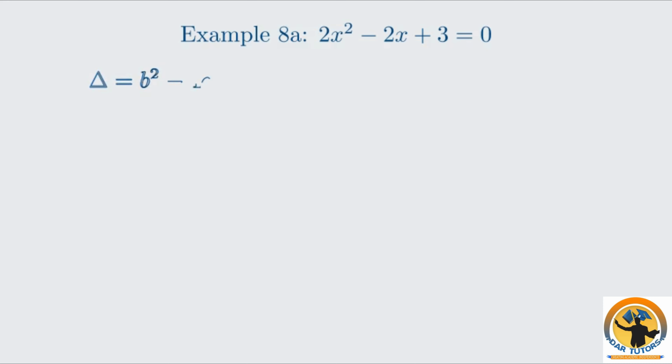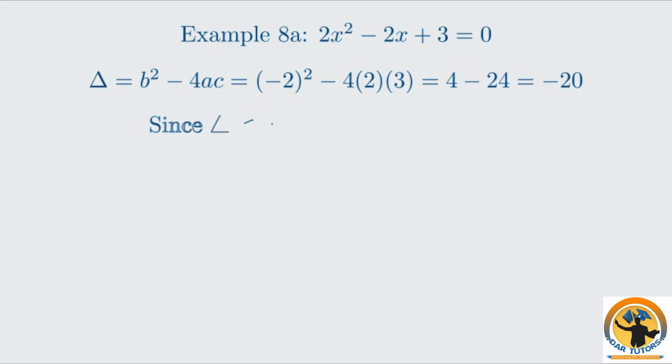Let's use the discriminant to determine the nature of the roots for a couple of examples. First, consider the equation 2x squared minus 2x plus 3 equals 0. Here, a equals 2, b equals negative 2, and c equals 3. Let's calculate the discriminant. Delta equals b squared minus 4ac, which is negative 2 squared minus 4 times 2 times 3. This simplifies to 4 minus 24, which is negative 20. Since the discriminant is negative, delta is less than 0. This tells us there are no real roots for this equation.